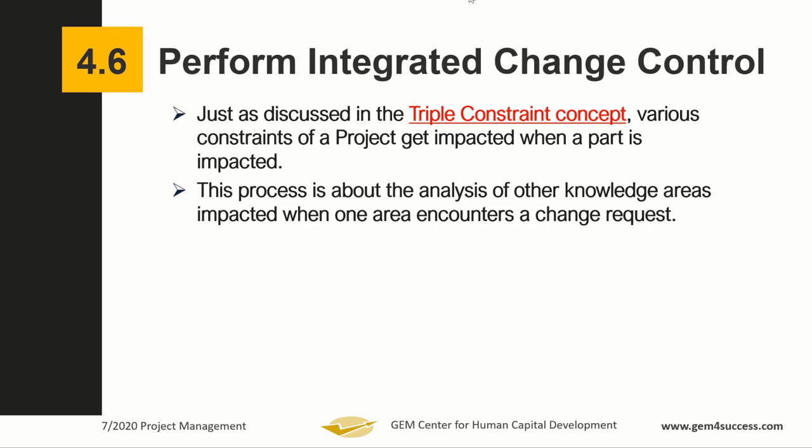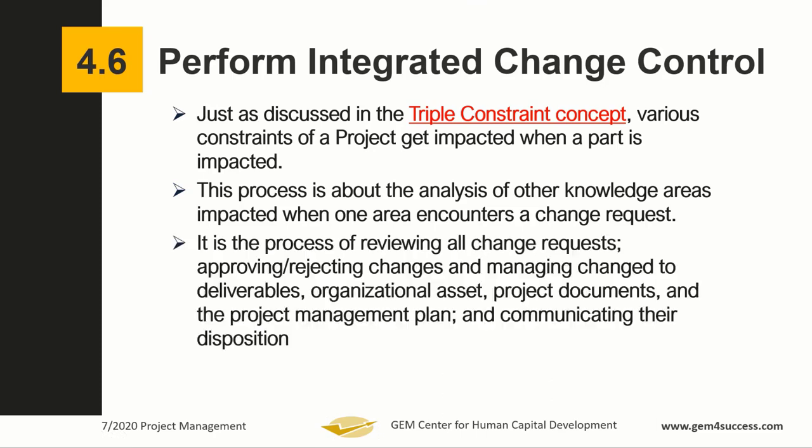You are analyzing the various constraints on a project for the impacts of what happens when another constraint is impacted. That is, when a part of the project is impacted, you want to know what is the implication of that impact on various other components of the project. So this process is about analysis of the knowledge areas impacted when one area encounters a change request.